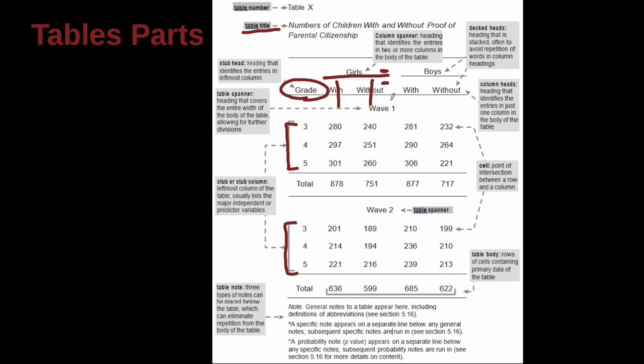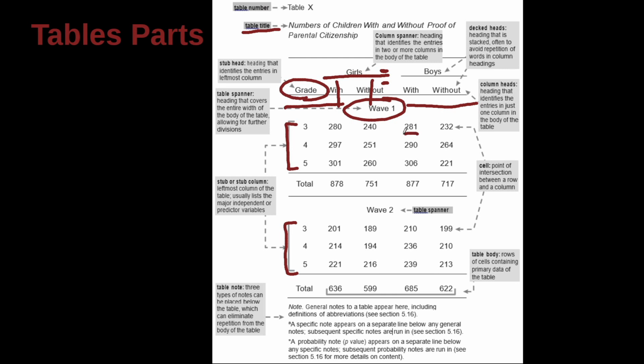And then up here we have this overall spanner. It's called a table spanner because it's actually going across the whole table. It's the title going all the way across. It represents all those columns. So all these columns here are wave 1. All these columns here are wave 2. But each of the columns is different information because some are girls, some are boys, some are with, some are without, and then there are different grades too, right? Okay, so that's some of the basic vocabulary.